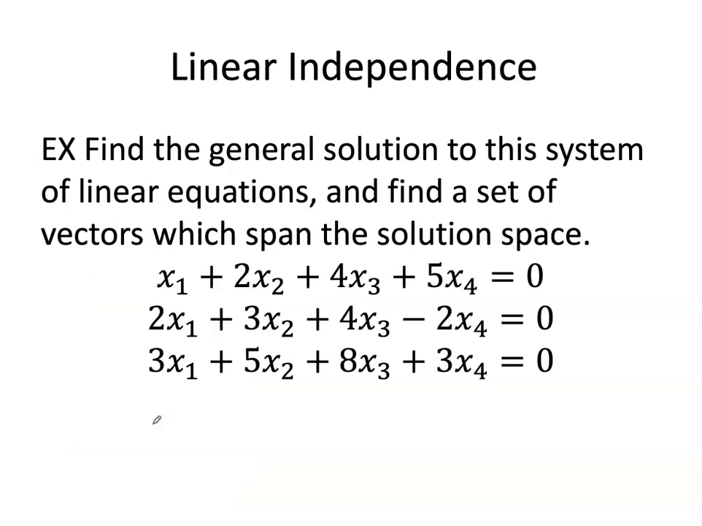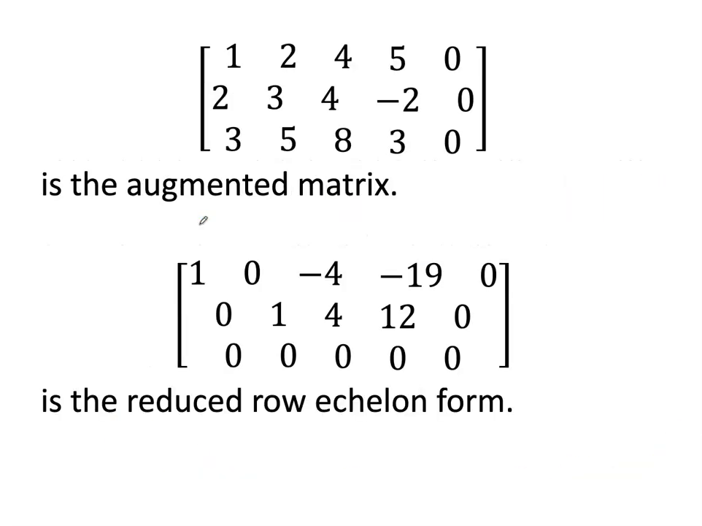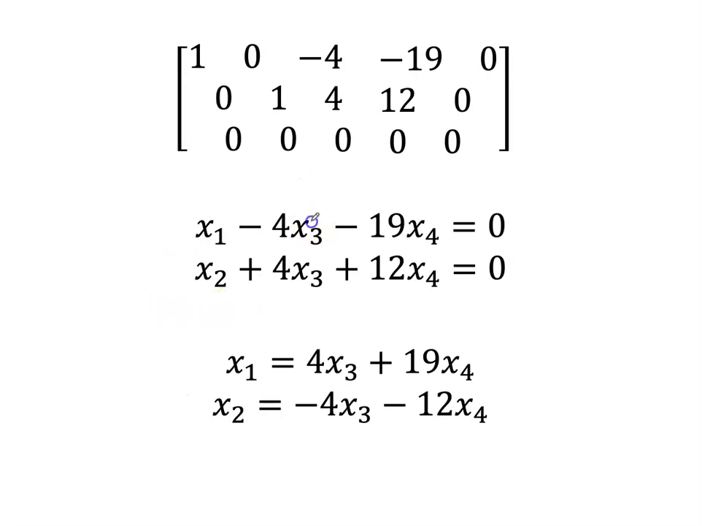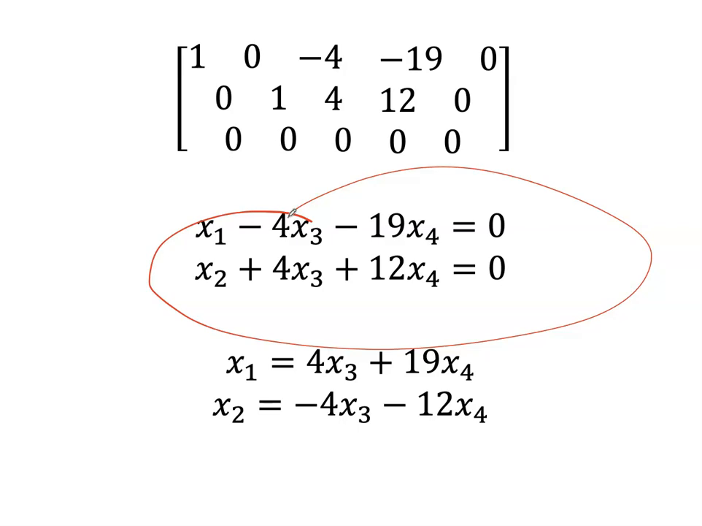Find the general solution of the system of linear equations and find a set of vectors which span the solution space. So again, we have this system of equations, looks like this. Here's our augmented matrix. And you know the routine. We want the reduced echelon form. Here it is. And now we express that using equations. When we write the above matrix in terms of equations, we get x1 minus 4x3 minus 19x4 equals 0. x2 plus 4x3 plus 12x4 equals 0. Move the free variables x3 and x4 to the other side, and we get x1 equals 4x3 plus 19x4, and x2 equals negative 4x3 minus 12x4.